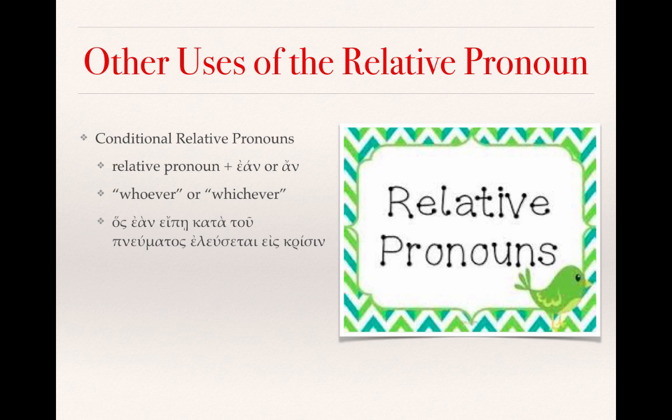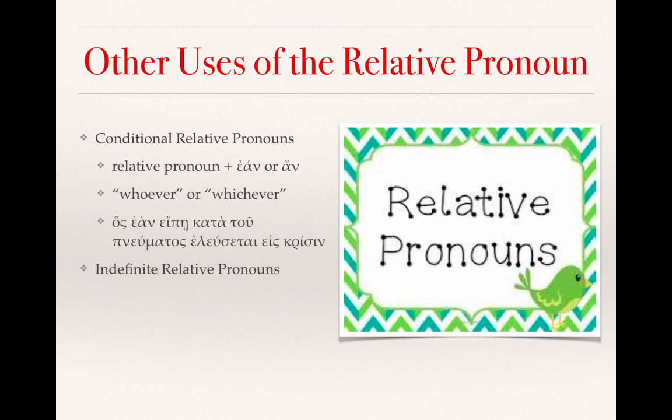And here's an example. "Hos ean eipe kata tou pneumatos eleusetai eis krisin." So "hos ean eipe kata tou pneumatos" is the subject. That whole long clause is the subject of the verb "eleusetai." But "hos ean" gives us a conditional sense. It may or may not be a reality. And so we would translate this as, whoever speaks against the Holy Spirit will come into judgment.